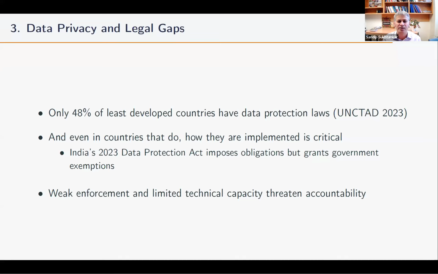So many countries don't even have data protection laws, and even in the countries that do, it's all about the implementation, right? How is it going to be implemented? How are you going to follow the letter of the law? Are there going to be lots of exceptions for government, and governments can do whatever they want? In which case, what's the point of the law to begin with, right? And so implementation and enforcement of the law matter a lot, especially in contexts where people don't have the technical capacity to deal with issues that arise. That's going to really affect how these systems are used in an accountable fashion.